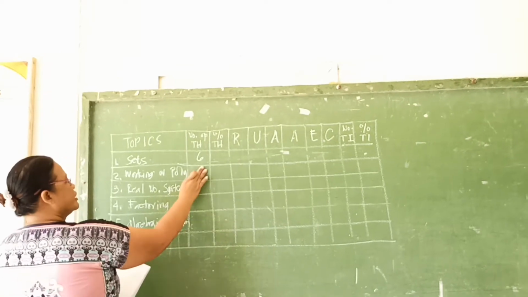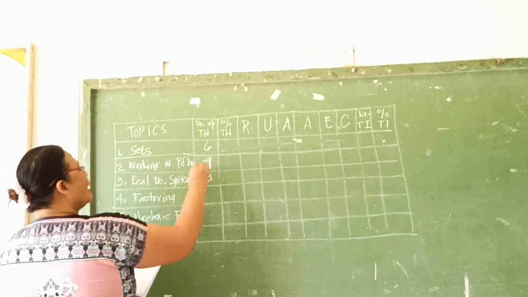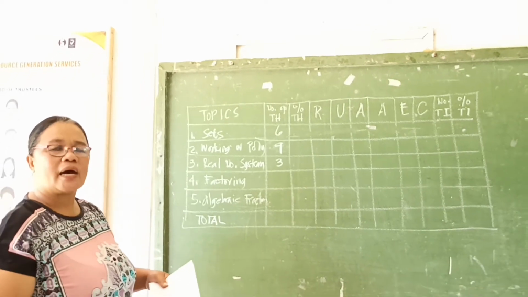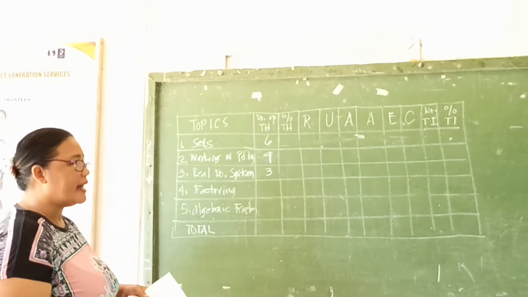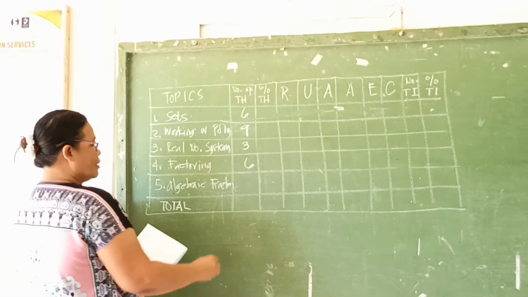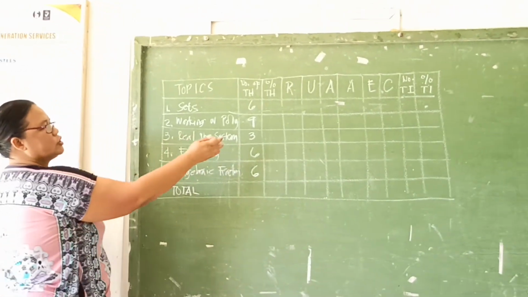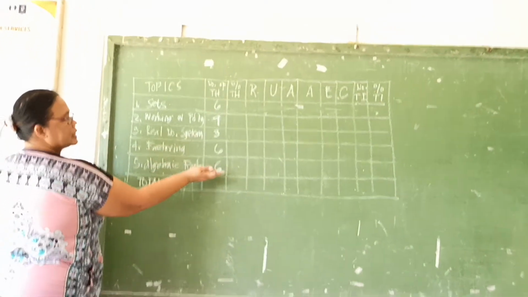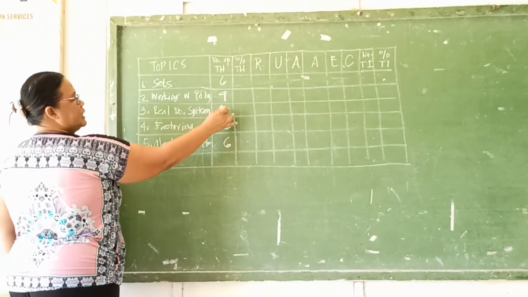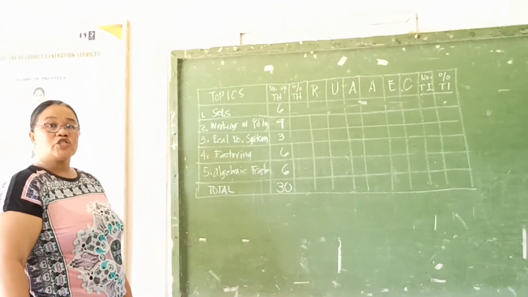I take 3 hours in discussing real number system. I take 9 hours in working with polynomials because we learned there how to add, subtract, multiply, divide, and find the special product. So 9 hours. In factoring, I have spent 6 hours, and the algebraic fractions, I spent 6 hours. So you total or sum up the number of teaching hours for each of the 5 chapters. So 6, 9, 3, 6, 6, a total of 30 teaching hours.